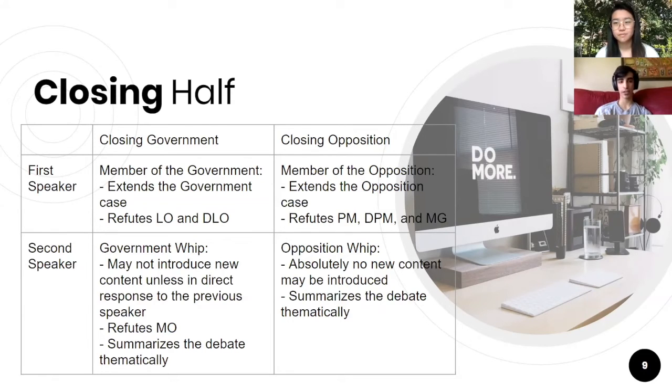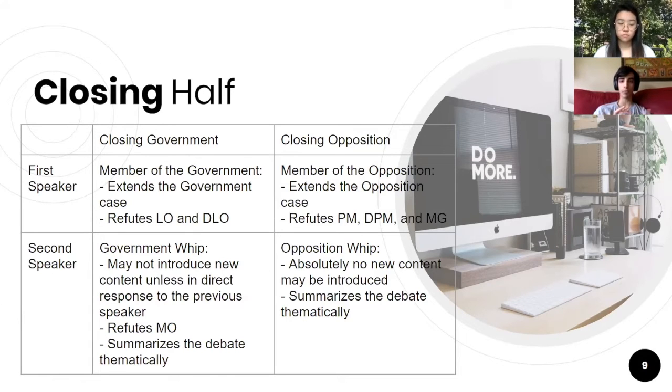So the last speakers in the debate are the whip speeches. Essentially the role of a whip speaker is to summarize the debate thematically. I'd call it like a biased summary. All that does is say what happened in the debate and then prove that your closing team won the debate. A couple of notes: you should not introduce any new content, especially in the opposition whip.